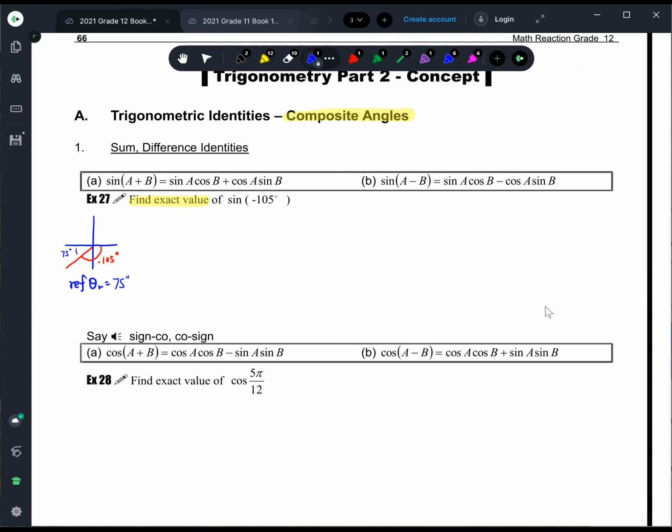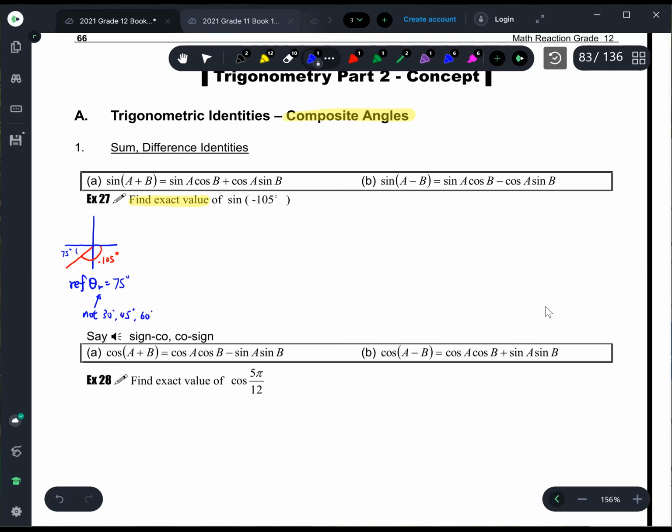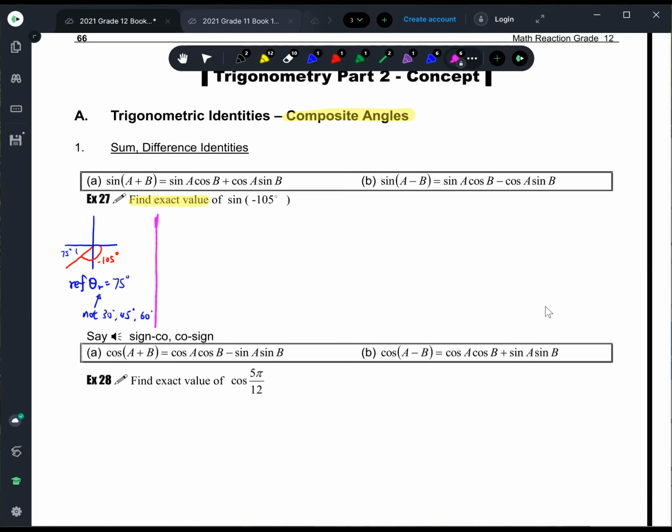So that's why we need other ways to figure it out. If the reference angle is 30, 60, or 45, then we just do it the same way we did before. So this is the new problem we have: not special, not 30, not 45, not 60. That's why we are learning this. We need to know when we need to use this formula. So we have sum and difference.